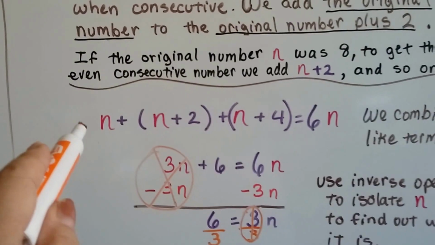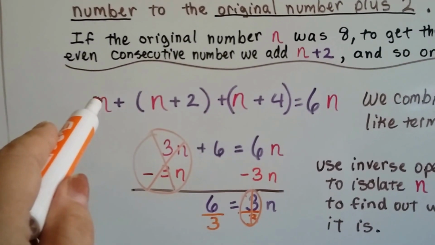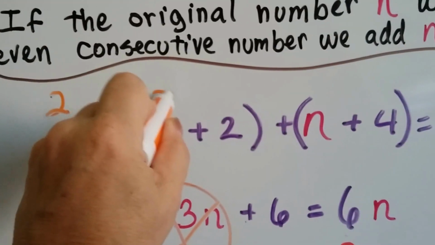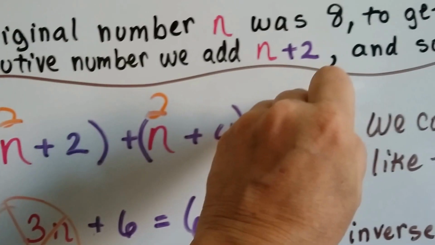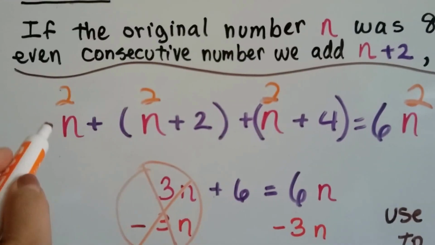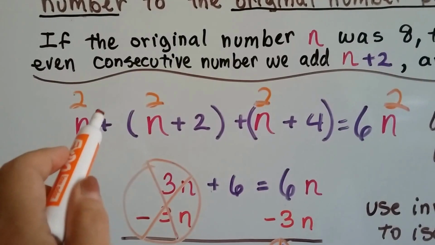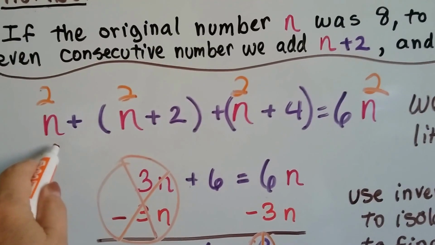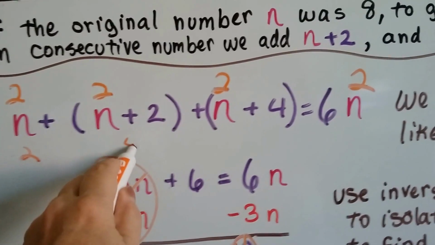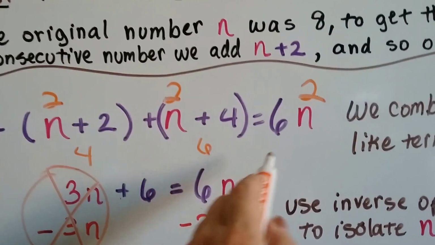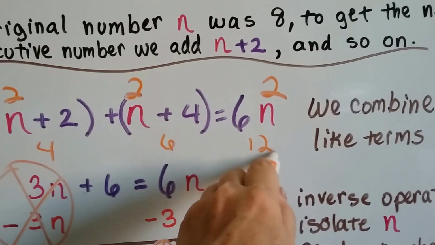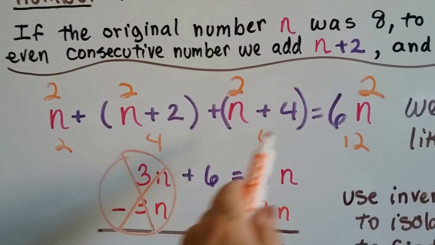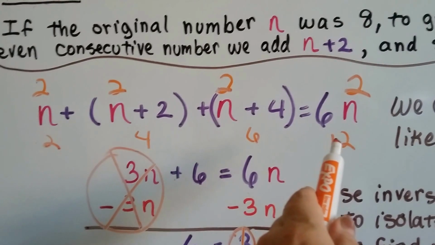So if we know n is 2, we can plug it into this original equation and figure out what this is. If n is a 2, two plus 2, that's a 4. So we know the n is 2. This is a 4, this is a 6, and 6 times 2 is 12. Our consecutive integers are 2, 4, and 6, and look, when we add them together, they do equal 12.